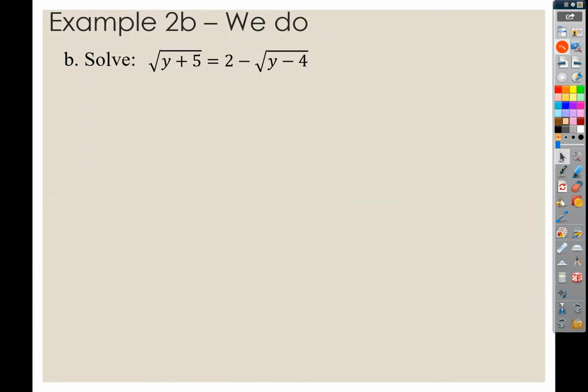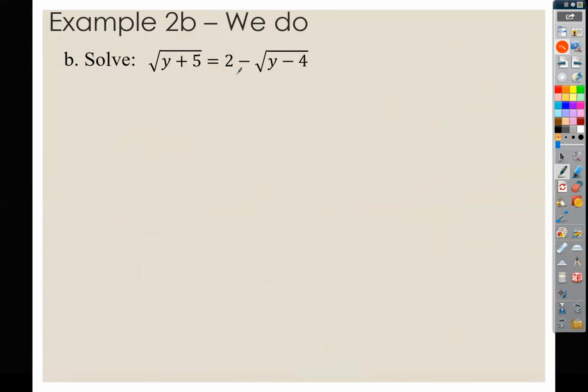Okay, 2b. We're going to do this one. So there's a radical on either side, so we're just going to square it like it is. So we would get y plus 5 equals 2 squared is 4. And then you multiply this and this and double it. So you get negative 4 square root of y minus 4. And then plus y minus 4 squared is just y minus 4.